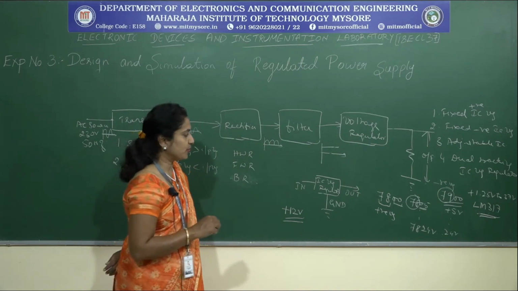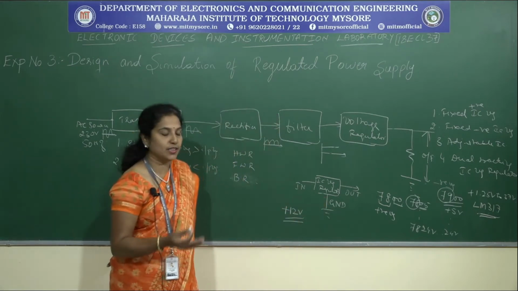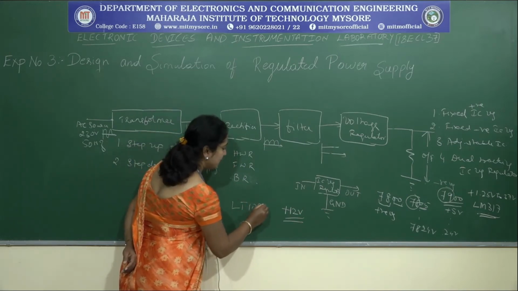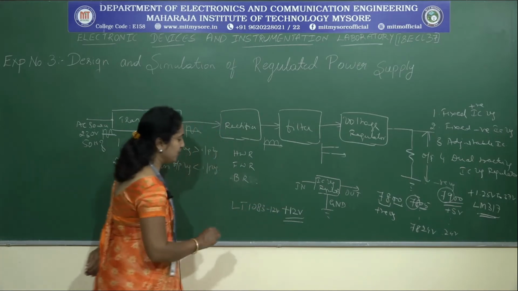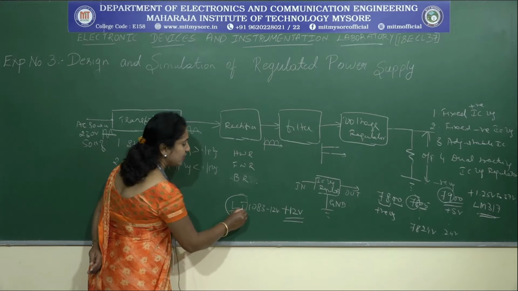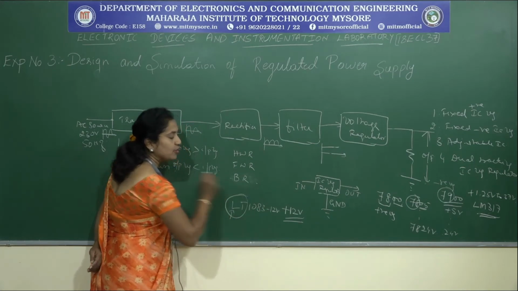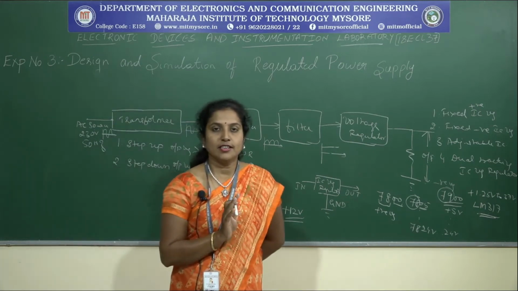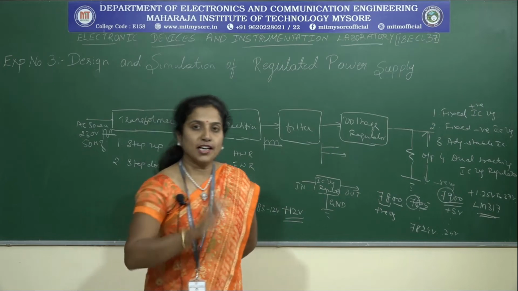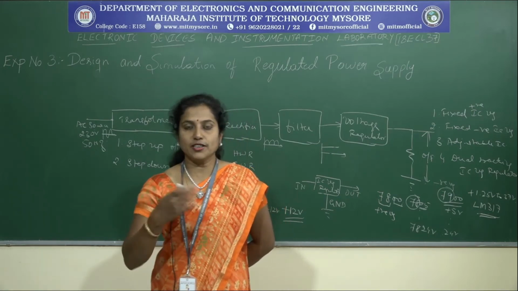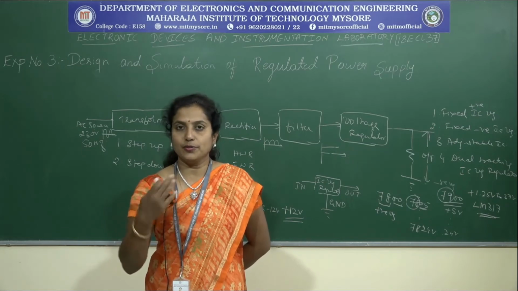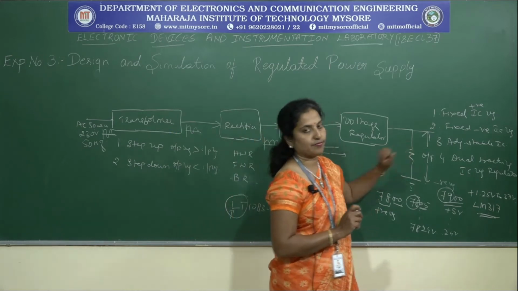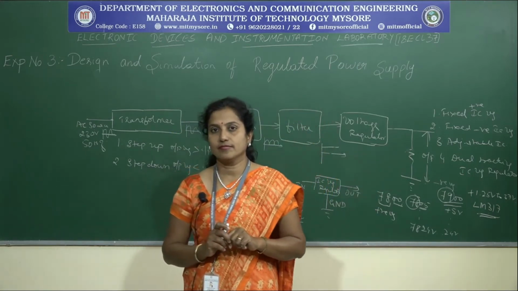In the LTspice software the 78 series is not available, so in that case we are using the LT1083 12 volt supply. LT means Linear Technology, and we have 12 volts positive supply. This is our experiment. This is the theory aspect I have told you, and we will go to the lab experiment to see how the simulation works, and we will note down the plus 12 volts at the output of the voltage regulator.